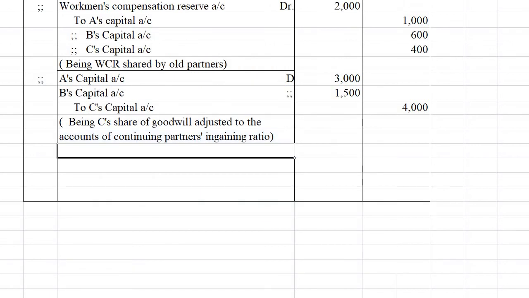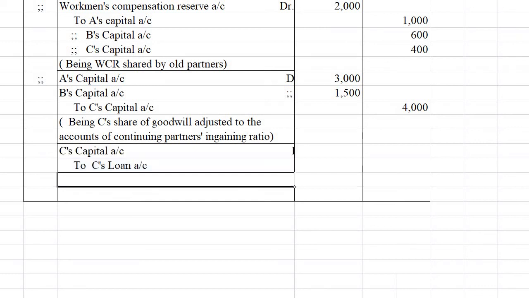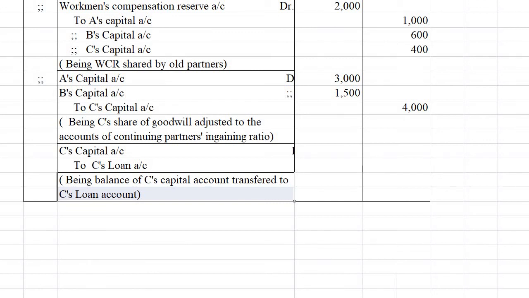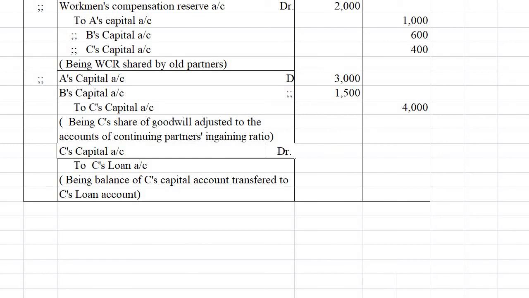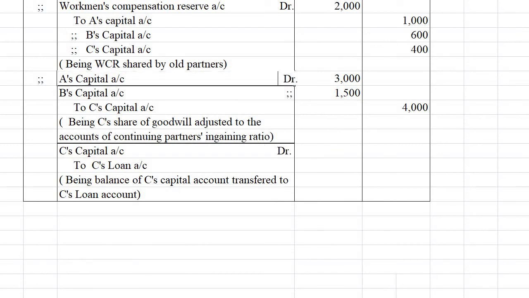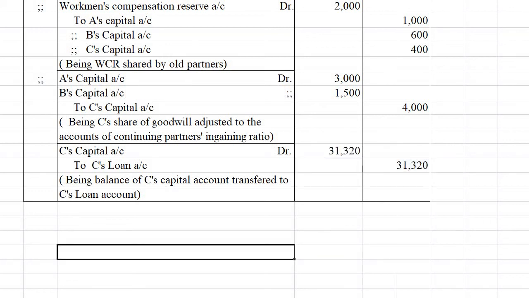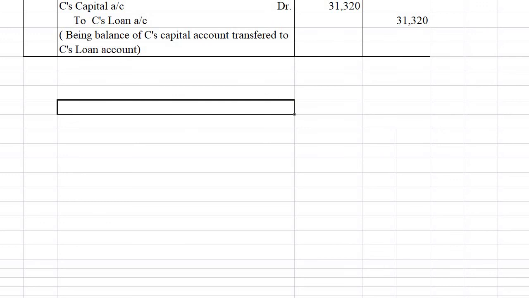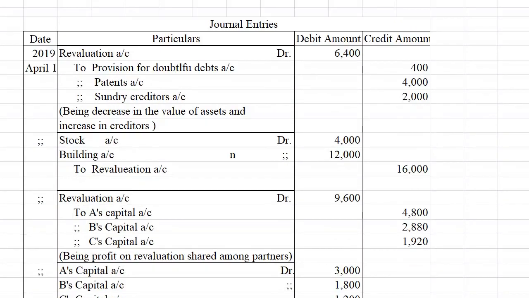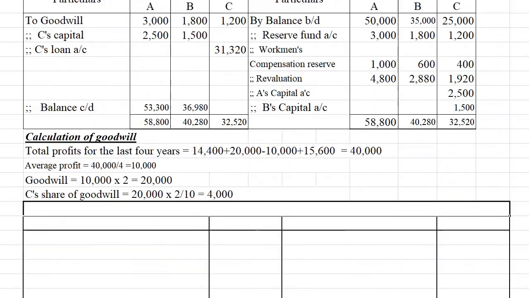Okay. Now only one entry is left regarding the payment of C's amount. It is not paying immediately, instead it is transferred to his loan account. So C's capital account debtor to C's loan being the balance of C's capital account transferred to his loan account. So that also we can write here. Okay. Now the journal is completed. Is it clear? Now the last part, balance sheet is left. We have to see how to prepare the balance sheet.